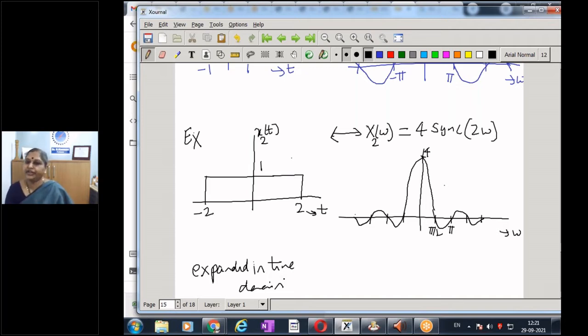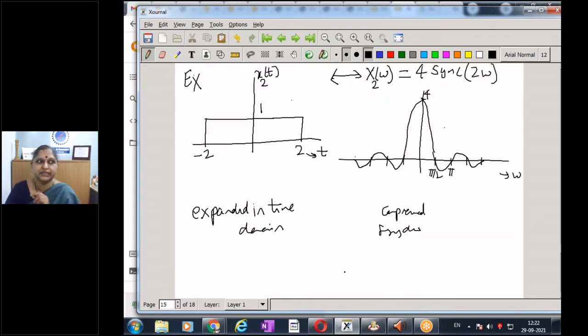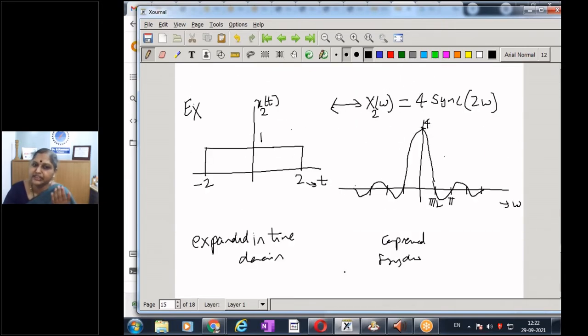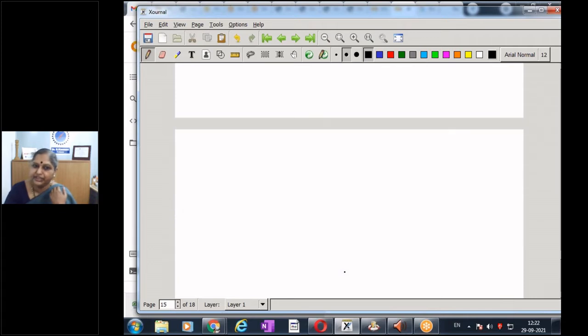It did not get expanded. What happened is it got compressed in the frequency domain. So this is the most important point: if I expand a signal in time domain, it will get compressed in frequency domain. This is one very important observation that we need to remember always. All our signals are fixed in time duration, and hence they exist for a certain extent in the frequency domain. So given any signal, we can use this integration and get the result.